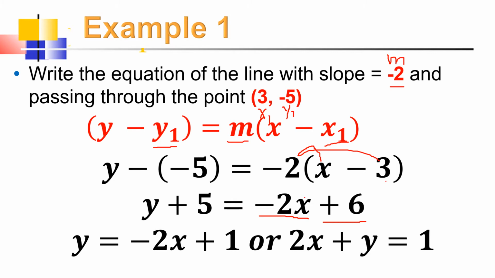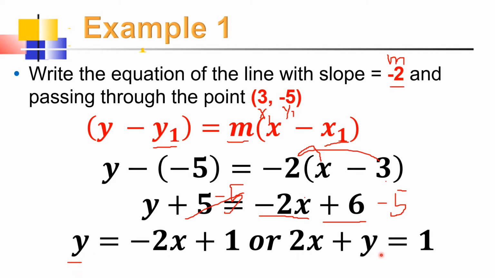It changes sides, so it becomes negative 5. Or, by applying the addition property of equality, I subtract 5 on this side, and of course I do the same on the other side, so that I can cancel positive 5 here. Only y is left. Okay? Then after that, simplify this. Negative 2x plus 6 minus 5 will give you positive 1. That is your slope-intercept form. y is equal to negative 2x plus 1.